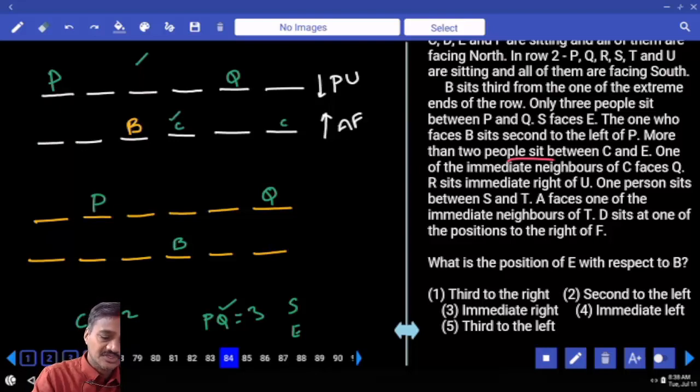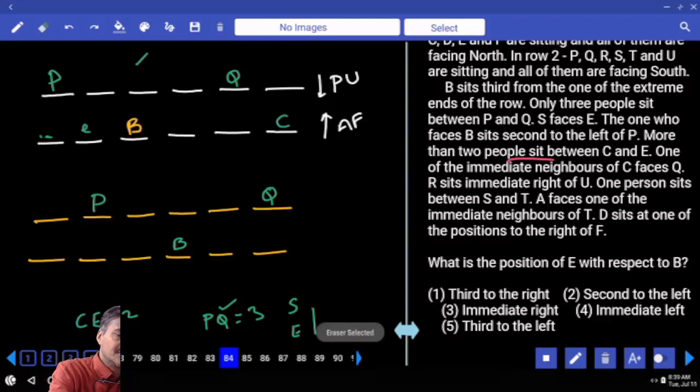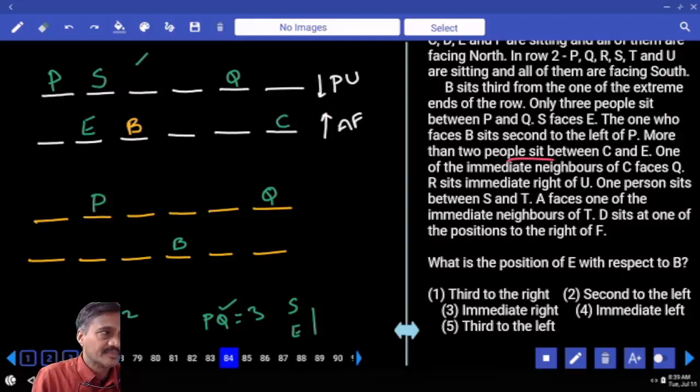Now if C is here, more than 2 people in between C and E is not possible. Are you getting this one or not? So C cannot get this place. Then where should C be? C must be at the extreme end. Now C is here. Then where can this E be? E can be either here or here. There are 2 different possibilities, isn't it? But E and S are opposite to each other. As E and S are opposite to each other, E cannot be here, isn't it? Hence, E must be to the immediate left hand side of B. S and E are opposite to each other.